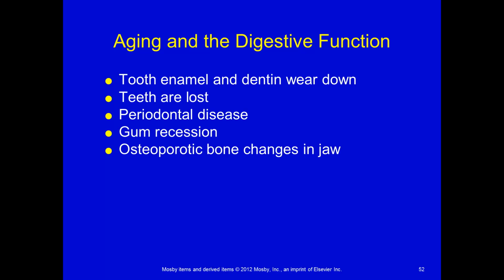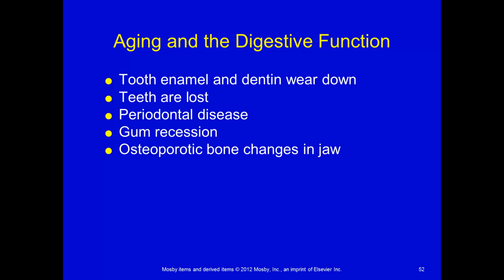Okay. And then the very end, like I said, I always try to give some type of consideration regarding how that particular system changes with age. So we're going to just do a couple brief minutes here regarding aging and the digestive function. You can see that tooth enamel and dentin can actually wear down, teeth are lost, there's increased incidence of periodontal disease and gum recession. There can be osteoporotic changes to the bones in the jaw, actually.